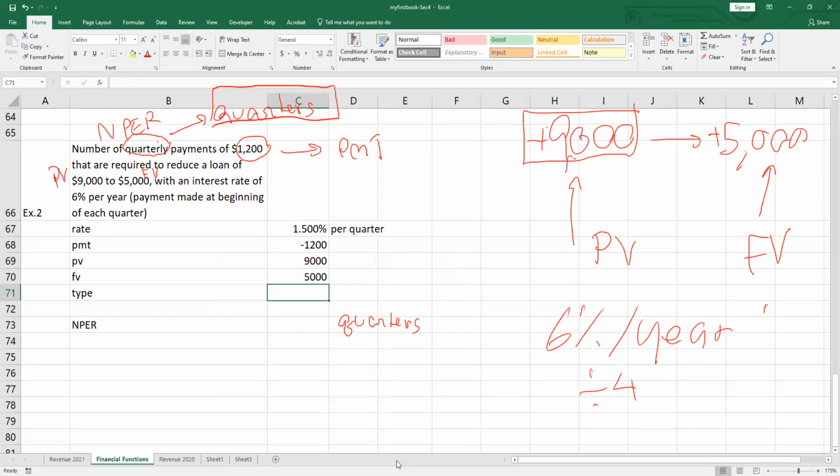And the type, we said that payment is made at the beginning of each quarter, so type is 1, right? After that, I formulate this function.